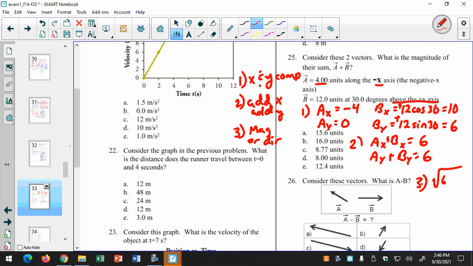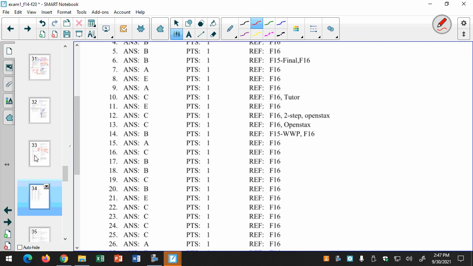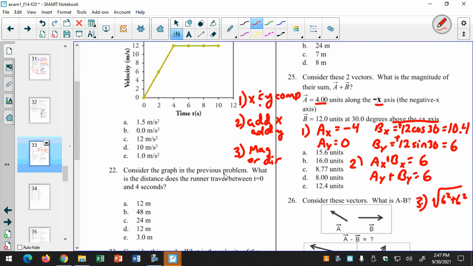It's going to be the square root of 6 squared plus 6 squared. Is that the square root of 72? Which is 8.48. Yeah, I rounded up here. 10.4. I'm just going to look up the answer. I'm going to cheat. 25. But you do not cheat. You don't know the answer. So C. If I don't round, it should be 8.77.